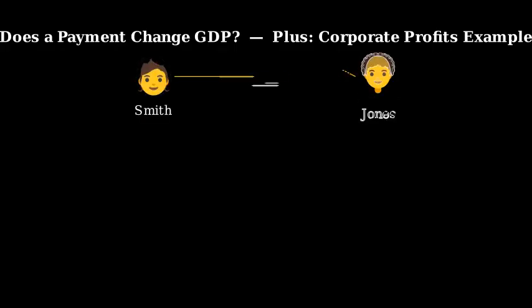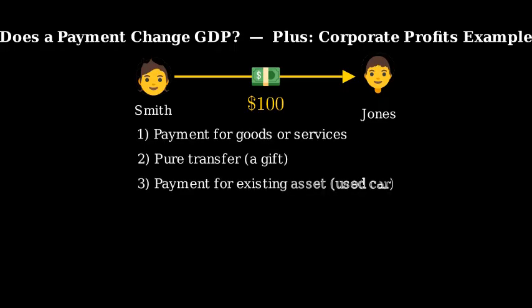Part 1. Suppose Smith pays $100 to Jones. Let's visualize the two people and the payment, and then examine whether nominal or real GDP changes. Now ask, did nominal GDP increase by $100, decrease, or stay the same? The answer depends on what that $100 bought.